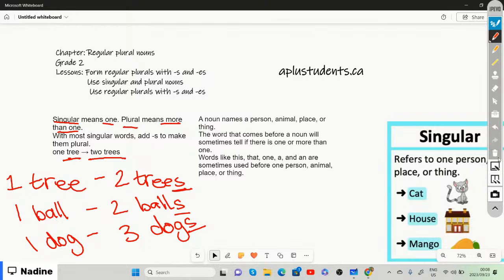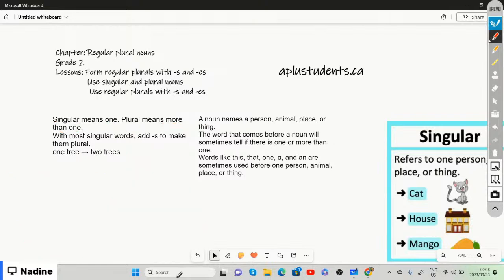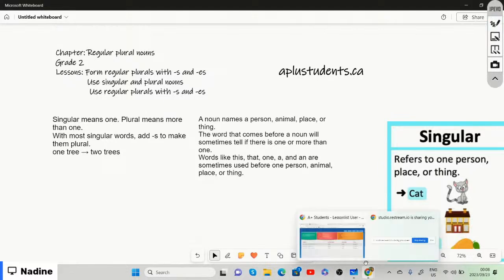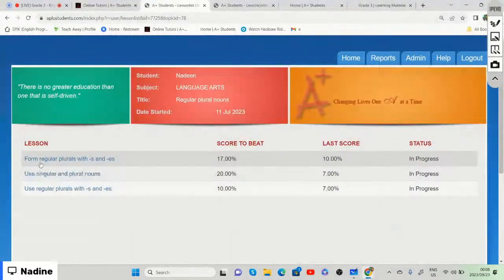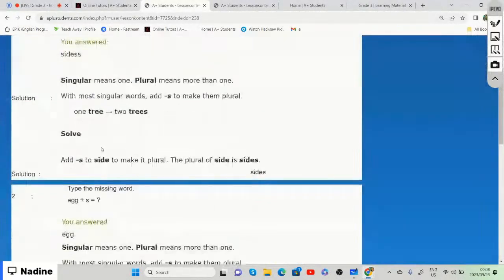All right, so we're going now to aplusstudents.ca. I really hope that you have logged in because we are going to our tutorial page. Now we're going to the first lesson, which is to form regular plurals with S and ES.